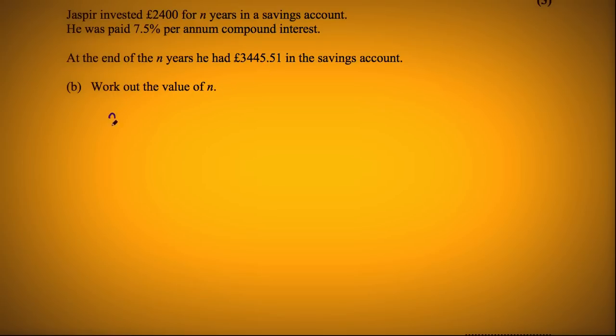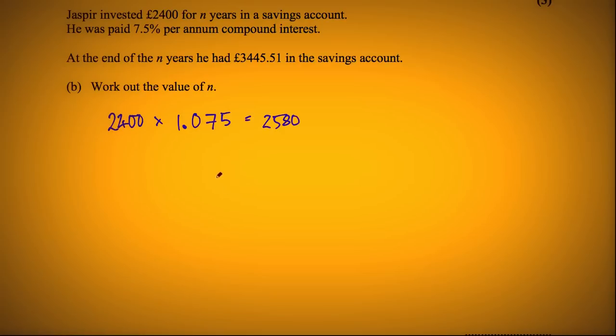Well, for this one, after 1 year, he's going to have 2,400 times by 1.075. It's not 1.75. That would be a 75% increase. People often make a mistake with that. So 7.5%, the 7 is the bit that goes here, 1.075. Which is 2,580.